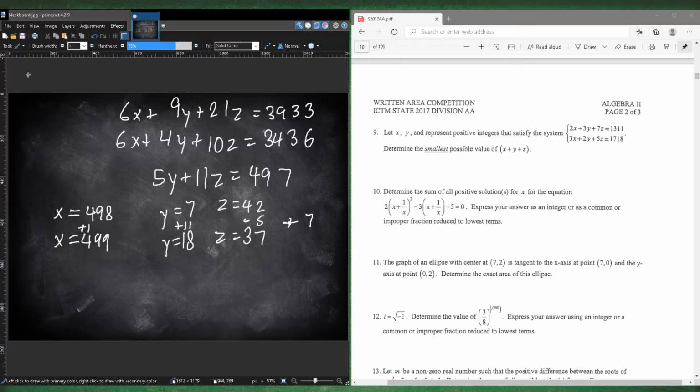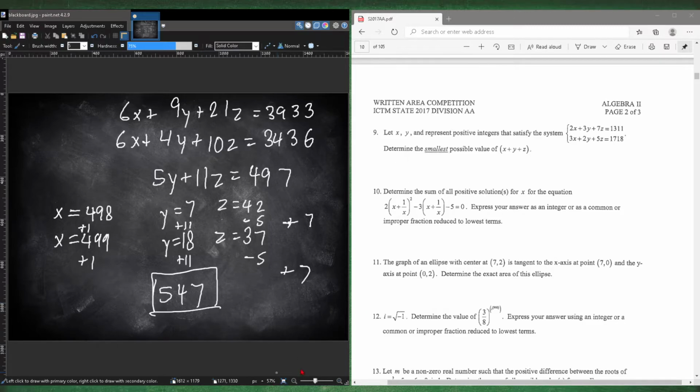So overall, if we keep increasing this pattern, that means this one has a plus 11 again, this minus 5, and this will be another plus 1. So this will add another 7. So overall, that means the sum is increasing, so that's not going to be the smallest. That means the smallest would be our first triplet, which is 498, 7, and 42. So add that together, and we should get an answer of 547. And that's your answer for number 9.